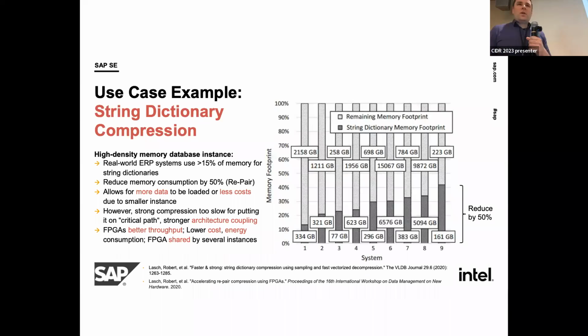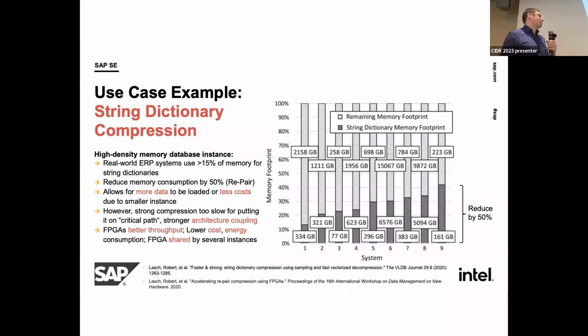And our question is, what would be a good example for such a workload? And thanks to Gustavo, we already heard about compression before. In fact, we have some prior work on string dictionary compression, where we looked, for example, into 9 ERP systems, which you see in the diagram on the right-hand side. In the dark gray, you see the memory footprint for the string dictionaries of these ERP systems, and the light gray is basically the rest of the consumed memory footprint.